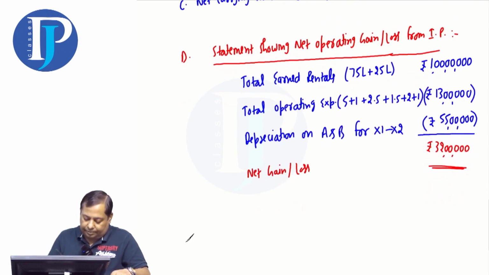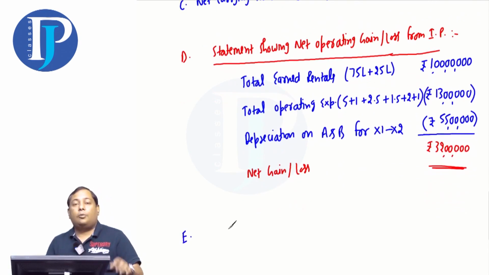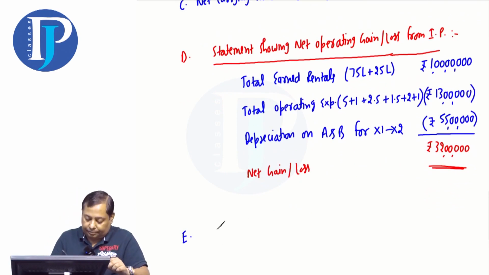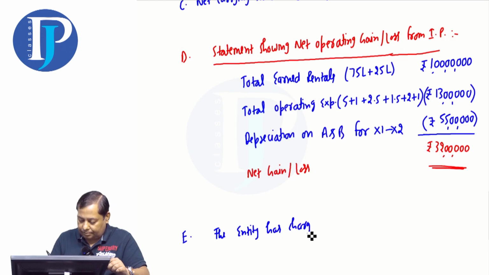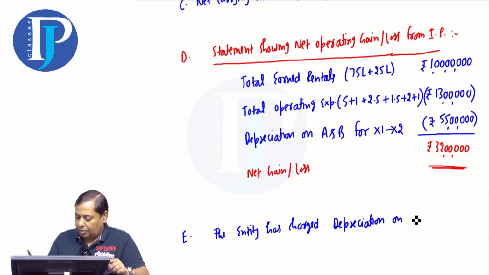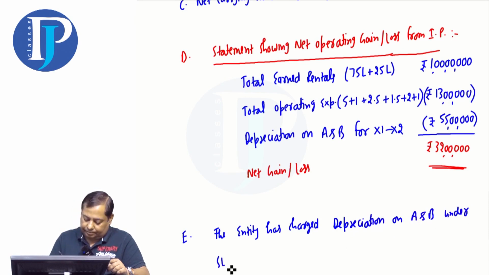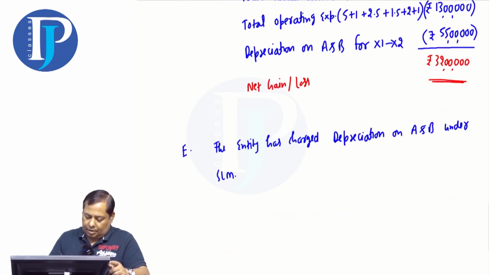After this is the point E. I have to tell you about the depreciation policy. The entity has charged depreciation on A and B under SLM, straight line method. One thing is you will have to write A, B, C, D, E, F.